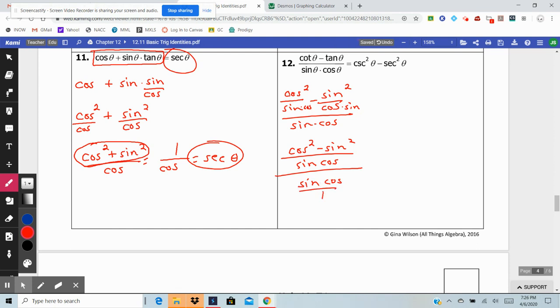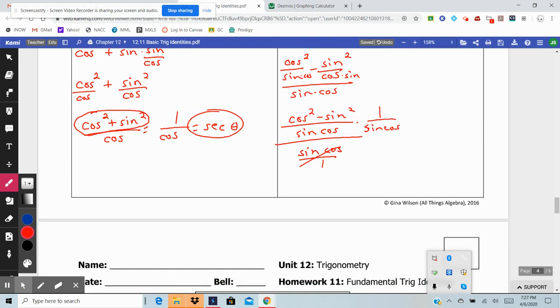When you flip and multiply, what you think is going to happen does not, because you're actually going to multiply by sine cosine on bottom, and they don't cancel like they normally do. So what you've got now is cosine squared minus sine squared on top, and you have to multiply these two together, which is just sine times sine. You don't have to FOIL or anything like that. That'd be sine squared times cosine squared.